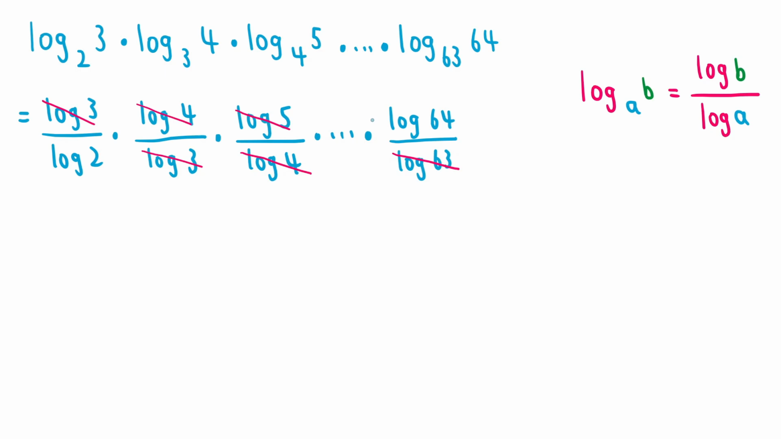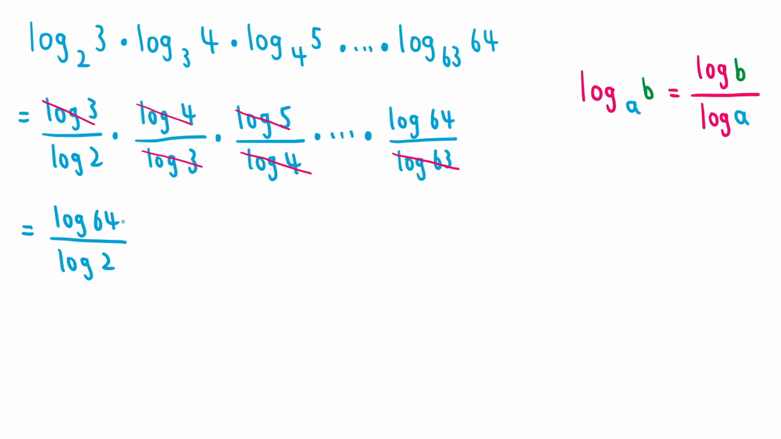So all we're left with is a single log of 64 term in the numerator and a single log of 2 term in the denominator. So this entire expression just simplifies nicely to log of 64 divided by log of 2. We have this nice cancellation precisely because the argument of each logarithm in the original expression is always the same as the base of the next term, except for the final term. This leaves us with only 2 terms to work with.